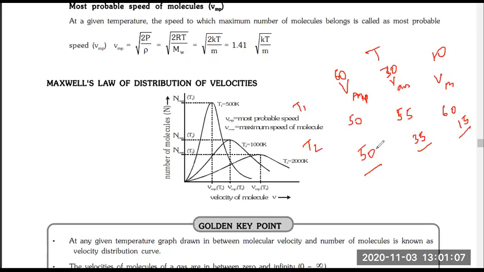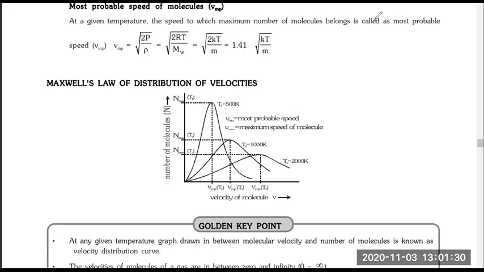Think about it. Now, if I observe the same thing in the curve, the curve will try to flatten, and the peak will go down. So as the temperature increases, the Maxwell distribution curve will flatten and the peak will go down. That's the whole thing that you have to remember.